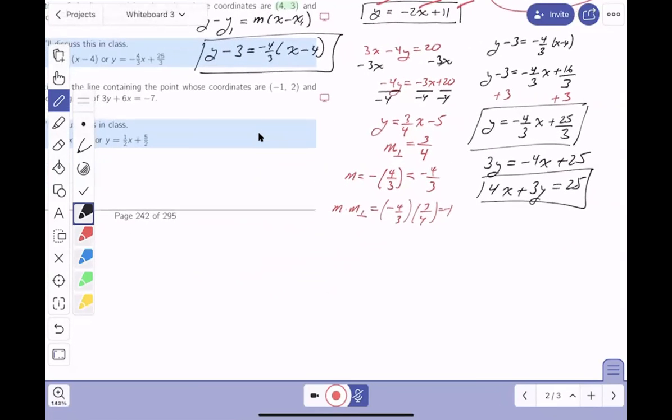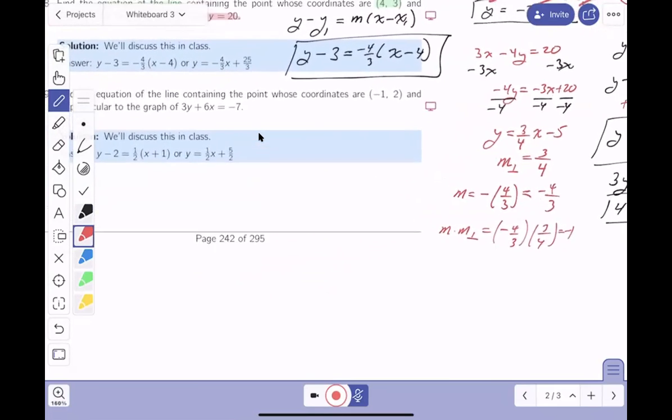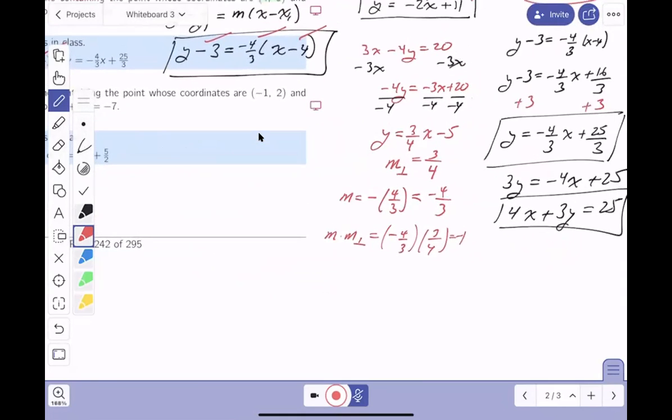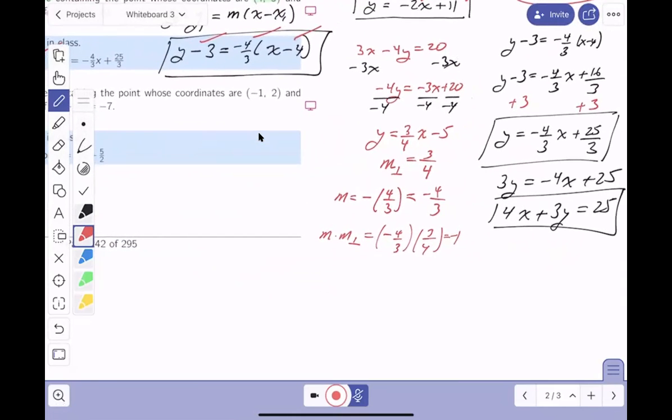Let me go to my key, though. Let's take a look at it, see if we got the answers down. And what I mean by that is, do I have this answer down? Whoops, sorry about that. y equals minus 4/3 x minus 4. The other answer, I'll just go over it, and I'm looking at it, and that's y equals minus 4/3 x plus 25/3.